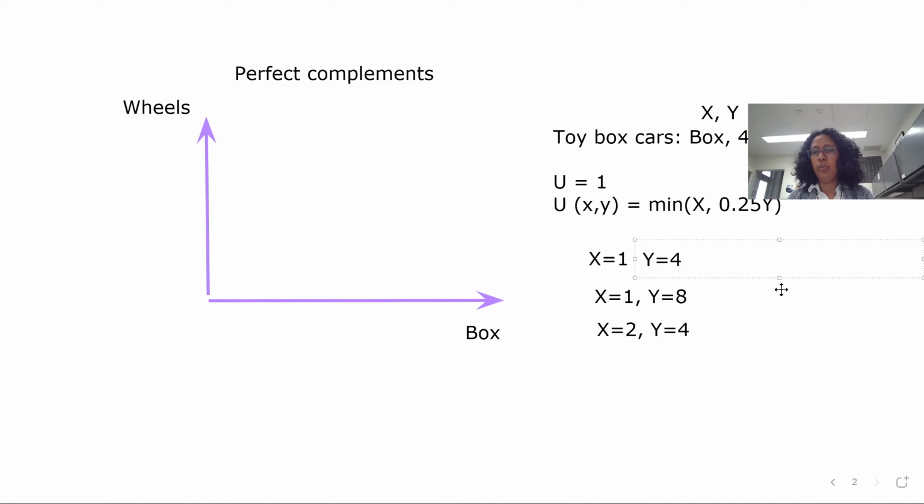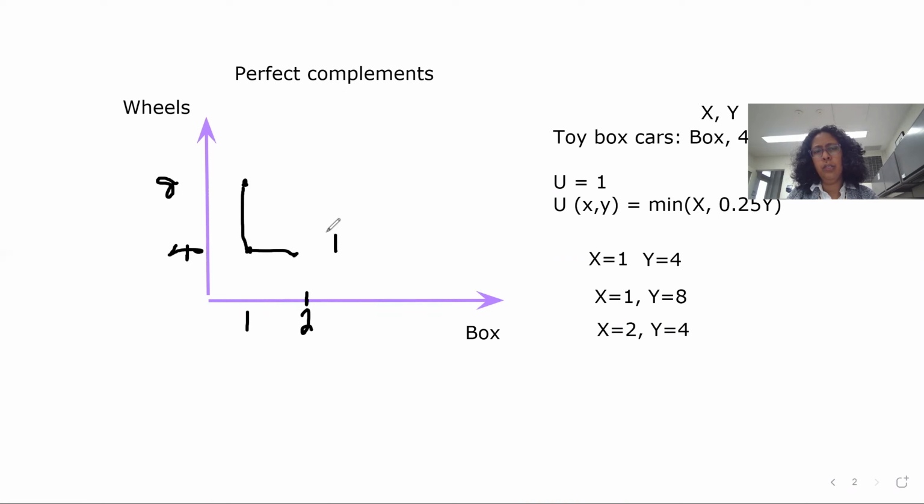If I have 8 wheels, 0.25 times 8, or a quarter of 8, is going to be 2. But if I only have 1 box, I can't make any more cars. So I'm going to draw what that looks like. So I have 1 box, 4 wheels. If I have 8 wheels and I only have 1 box, I still have the same utility. If I have 2 boxes, but only 4 wheels, I have the same level of utility.